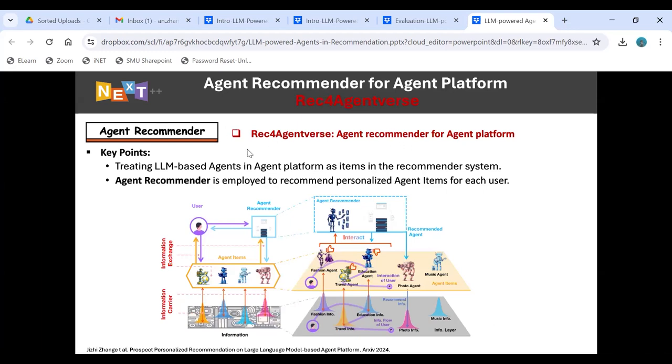And agent recommender can also be the recommender for an agent platform. So here is Rec4Agentverse. Rec4Agentverse has two steps. The first step is treating the agents in the agent platform as items in the recommender system. And then the agent recommender is employed to recommend personalized agent items for each user. So basically we have ChatGPT and ChatGPT's platform. Each user can build personalized agents and we can formulate an agent. This agent is a recommender agent. It will help to recommend lots of personalized built agents.